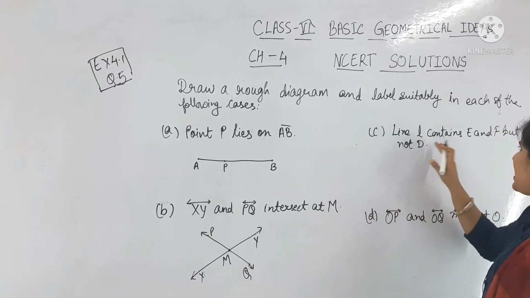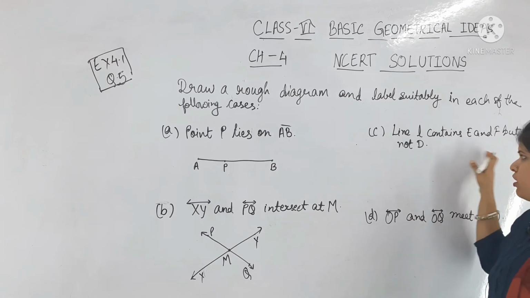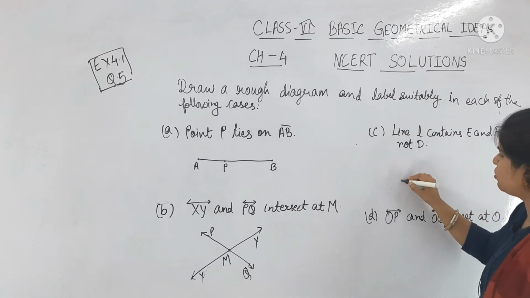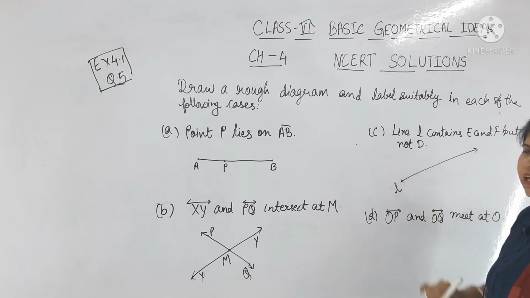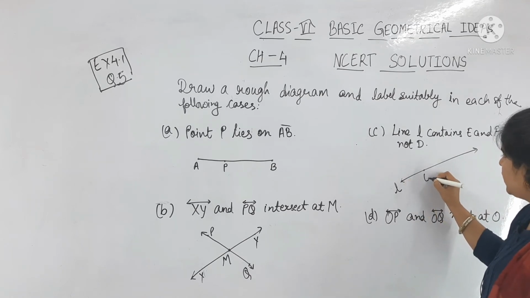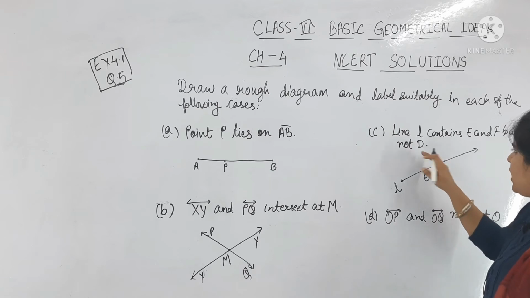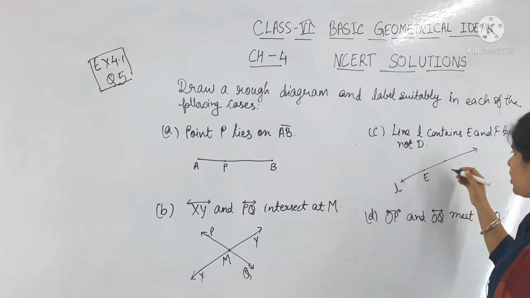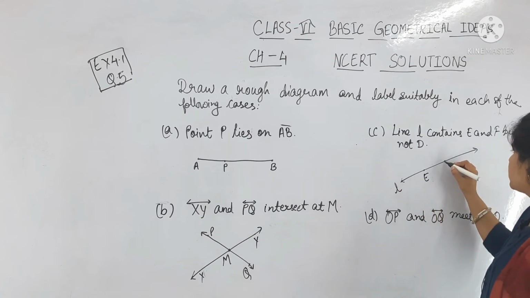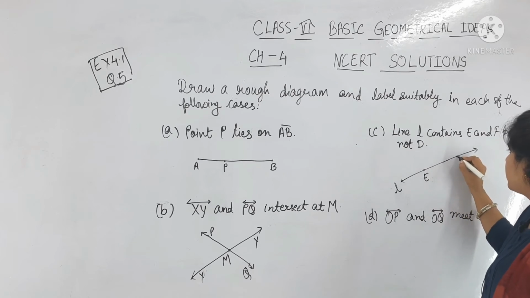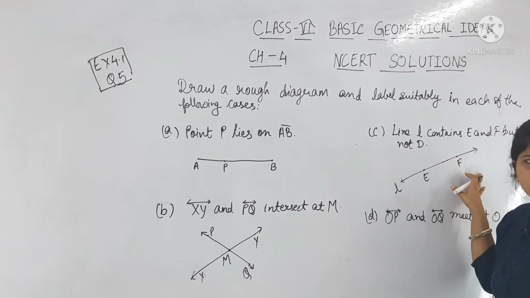Here it is written line L contains E and F but not D. So here you have to make line L. This is line L and containing E and F. We don't have to see this D, because it says but not D. So it is for the confusion. Here you have to make points E and F. Like this you have to draw.